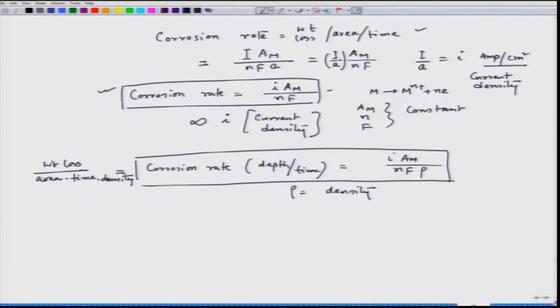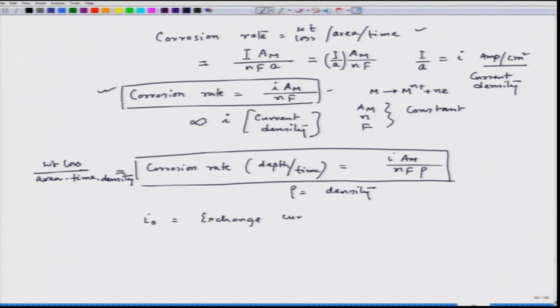Now, before we get to the details of this current density part, because we have to now get to the exchange current density, which is I 0, which is a very fundamental aspect in electrochemistry as well as in corrosion, because while explaining corrosion in a more scientific fashion, we have to make use of mixed potential theory, and there this I 0 will be extremely needed, and this is a fundamental parameter.